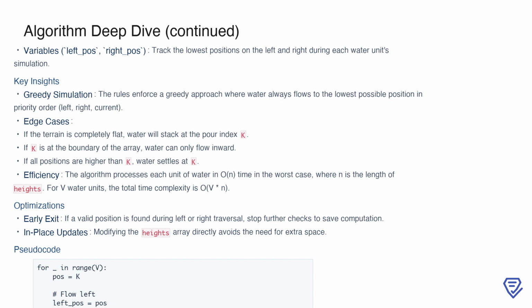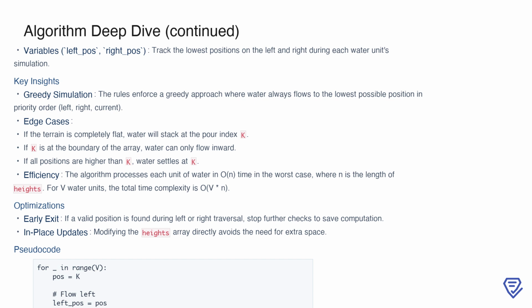There are also several edge cases to consider. For example, if the terrain is completely flat, water will stack at the pour index. If the pour index is at the boundary of the array, the water can only flow inward.